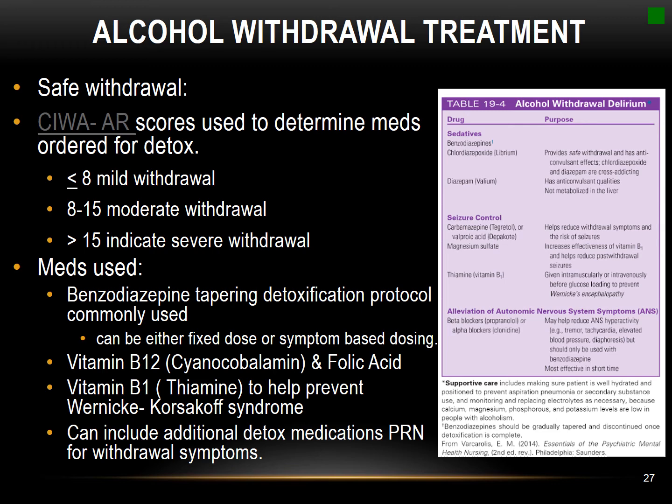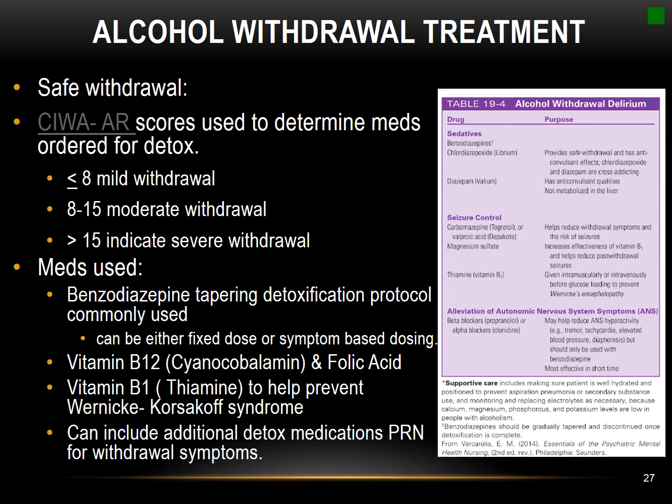So the 10 items include questions about nausea and vomiting, anxiety, tremors, sweating, auditory disturbances, visual disturbances, tactile disturbances, headache, agitation, and clouding of sensorium. Basically all the things that happen when you become intoxicated, right?